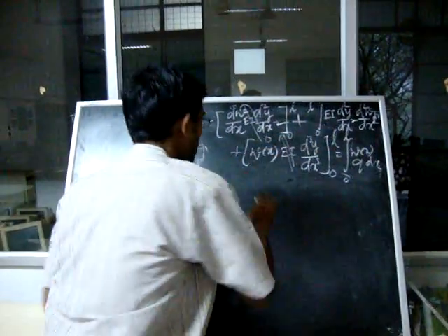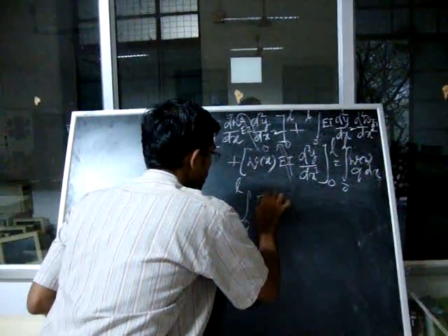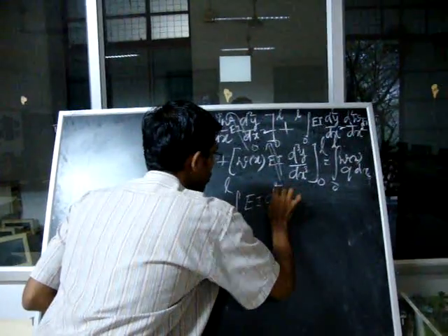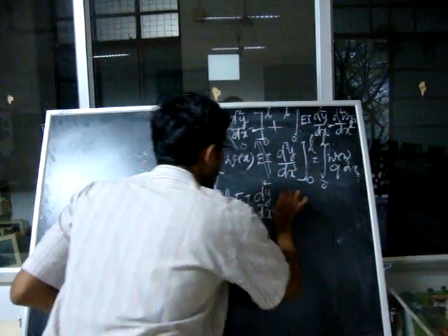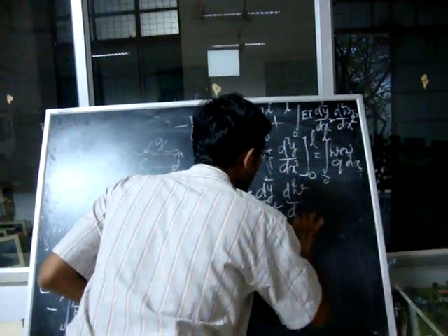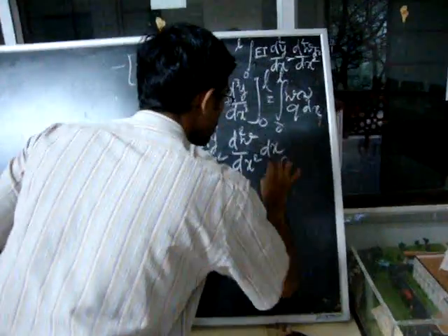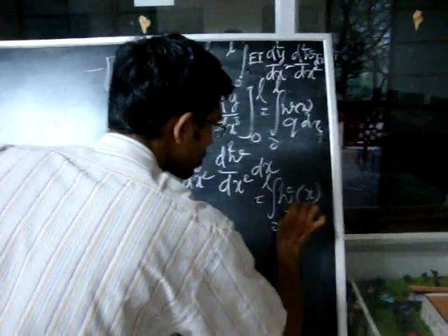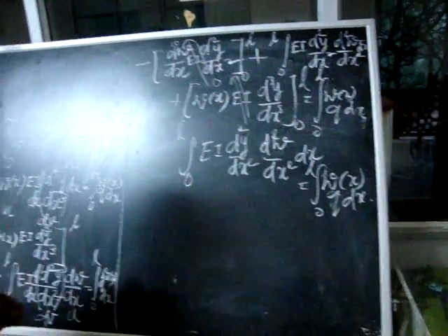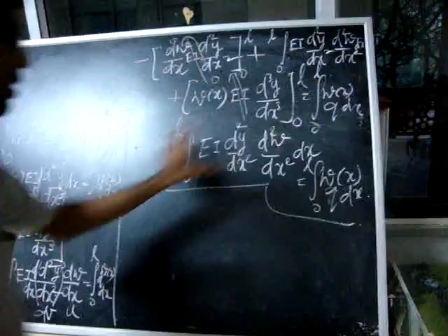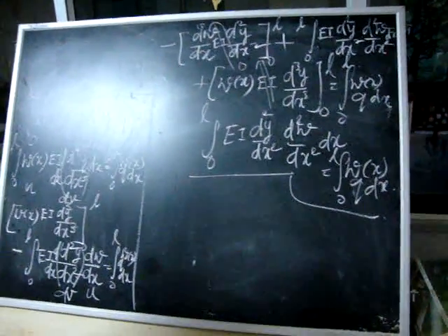I have only this term here, integral 0 to L EI d2y by dx2 d2w by dx2 dx, which is equal to integral 0 to L w of x q dx. So I am finally getting this expression.